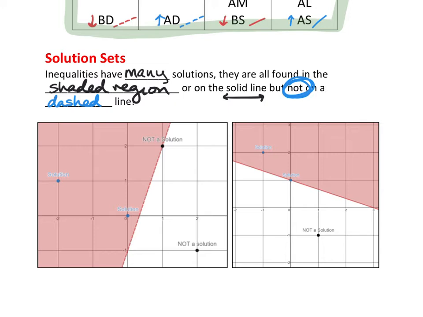Basically, the reason that happens is because we're saying for a dashed line that it either needs to be greater than or less than, not equal to. And the line represents the equal to part. So on both of the symbols that say less than or equal to, greater than or equal to, the line becomes solid because we're including that boundary line in my solution set.